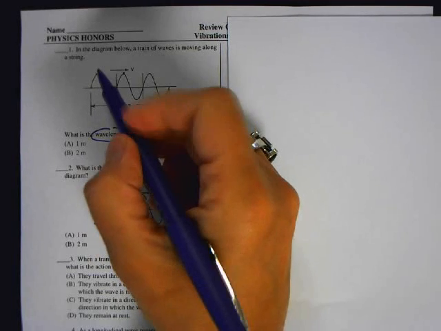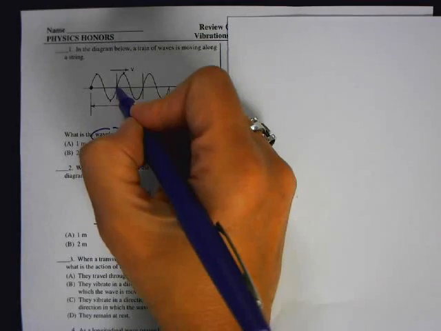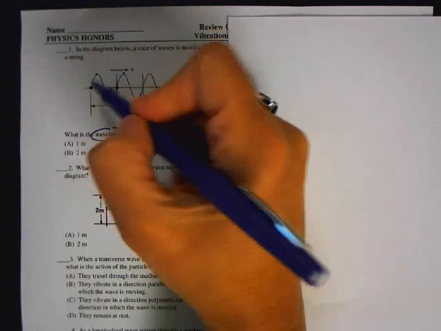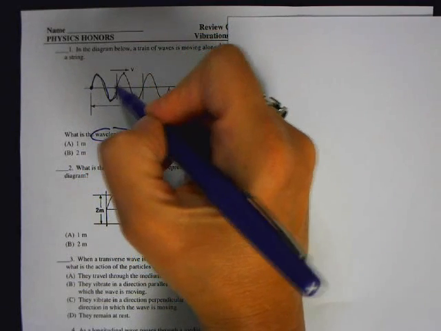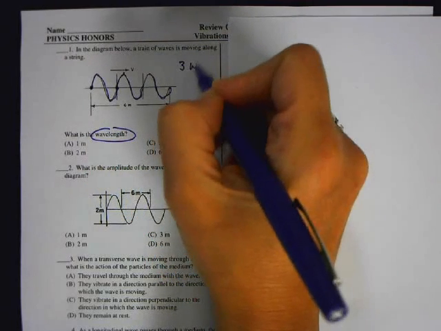So what we're going to do is first we have to count how many waves we have. From where a wave starts to the next successive same part in the next wave, that's one wave. So I'm going to count the waves. I have 1, 2, 3 waves. So I have 3 waves.